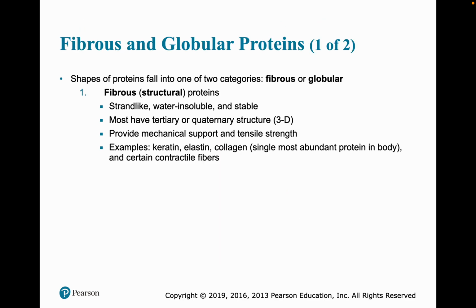So, a lot of proteins are globular in shape, but don't think that globular means it doesn't have a definite shape. The other class of proteins are fibrous. They are generally structural proteins. They are more strand-like or rope-like. They are water insoluble. They are very stable over time. Most of them do interact with other proteins, so they have both tertiary and quaternary structure, very important three-dimensional structure.